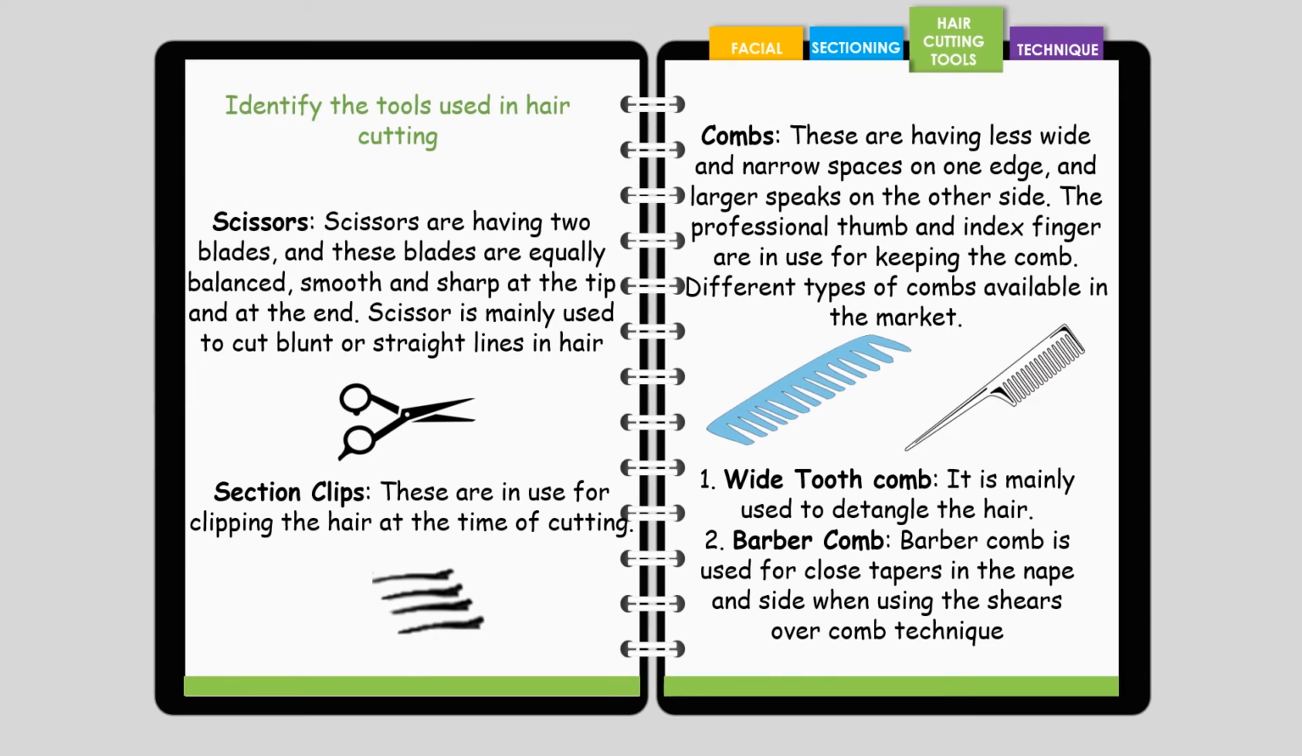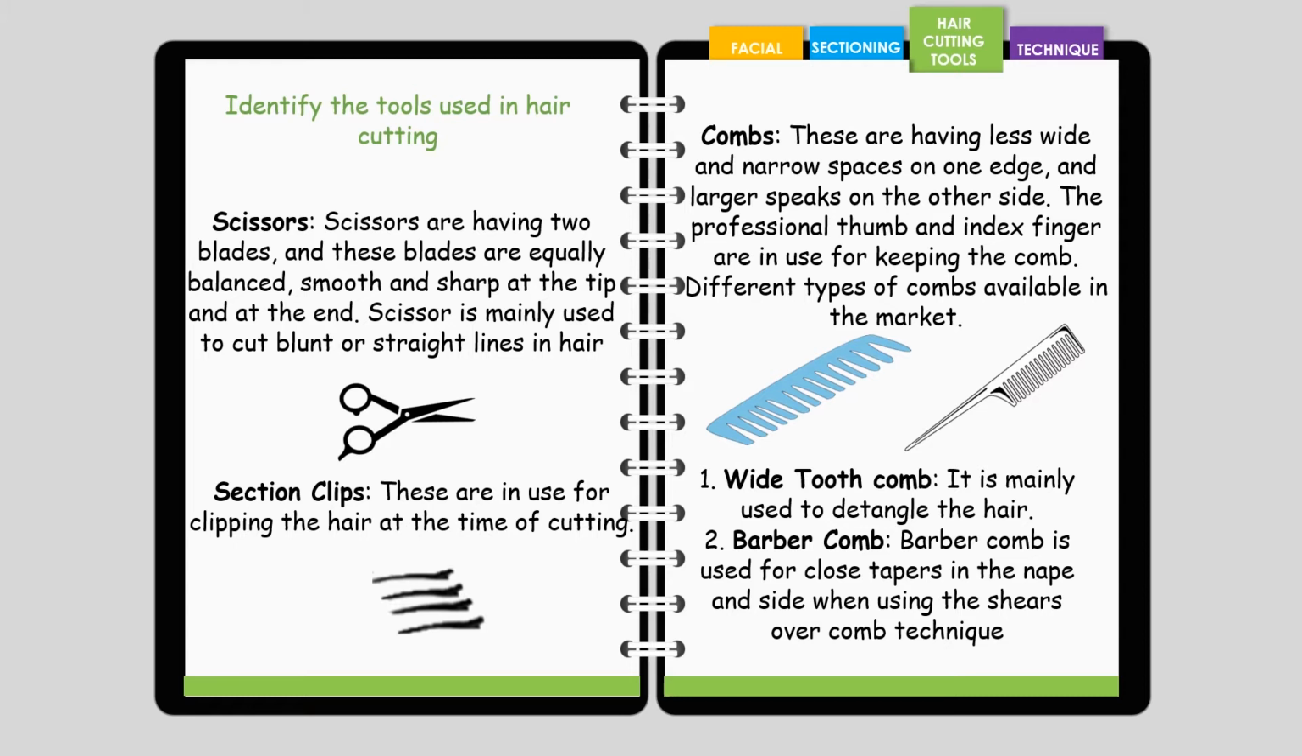Identify the tools used in hair cutting. Scissors. Scissors have two blades, and these blades are equally balanced, smooth and sharp at the tip and at the end. Scissors are mainly used to cut blunt or straight lines in hair. Section clips. These are used for clipping the hair at the time of cutting.